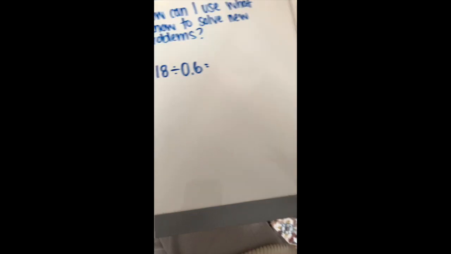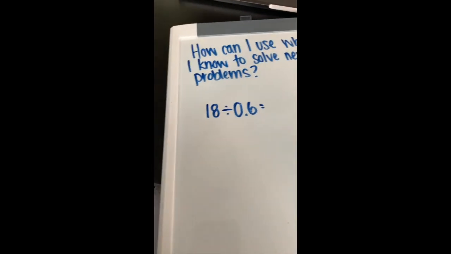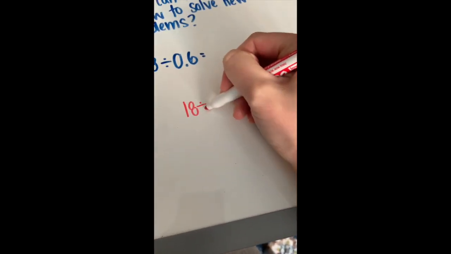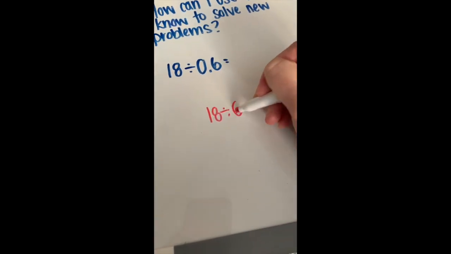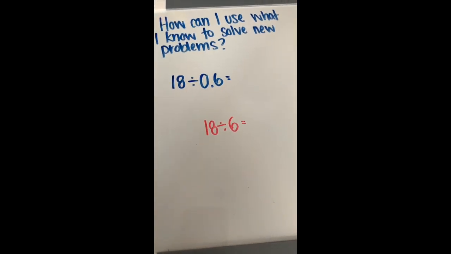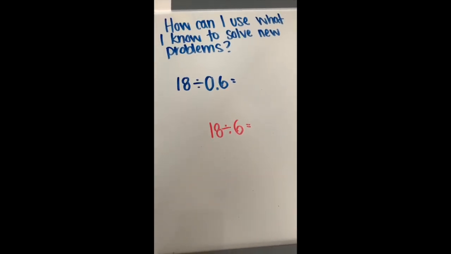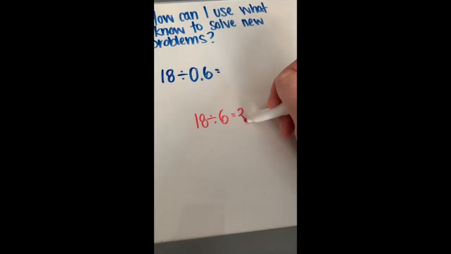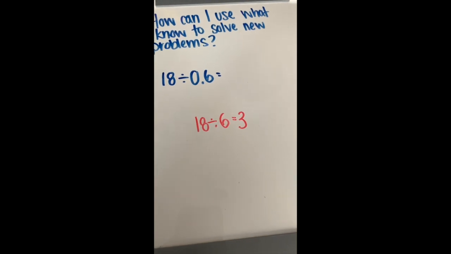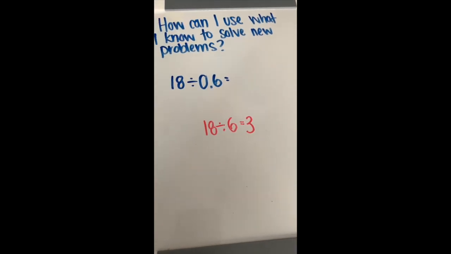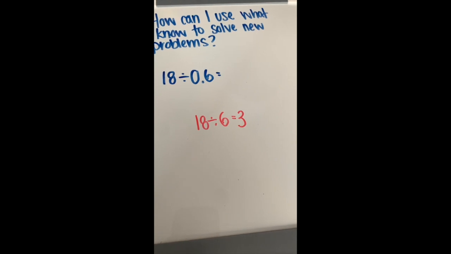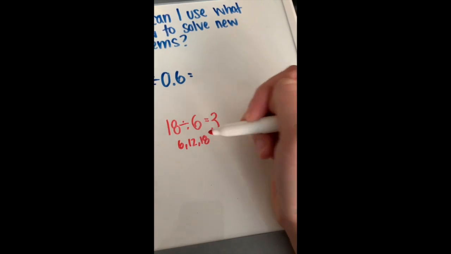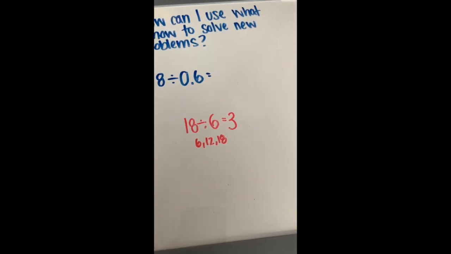Let me just get a different color marker. Okay, I'm gonna write down the problem. 18 divided by 6. Notice how I changed the 6/10 to a whole number because I do know what 18 divided by 6 is, and I know that's 3. If you didn't know it was 3, you could do a few different things to figure it out, but you might skip count by 6s until you get to 18: 6, 12, 18. And there are 3 6s in 18.